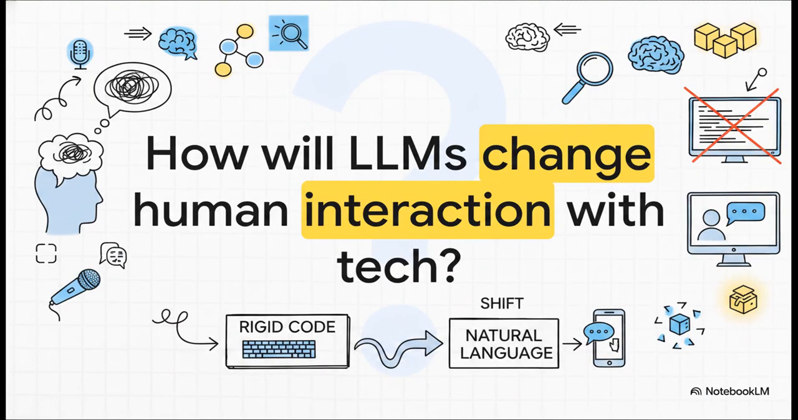Which leaves us with this final critical question. As parameters scale up, as instruction tuning gets sharper, and as those multimodal boundaries completely disappear, how will these systems change the way humans interact with technology? We're moving so fast from a world where we had to command machines with rigid, exact syntax to a world where we just converse with them natively. It's an absolutely fascinating shift.